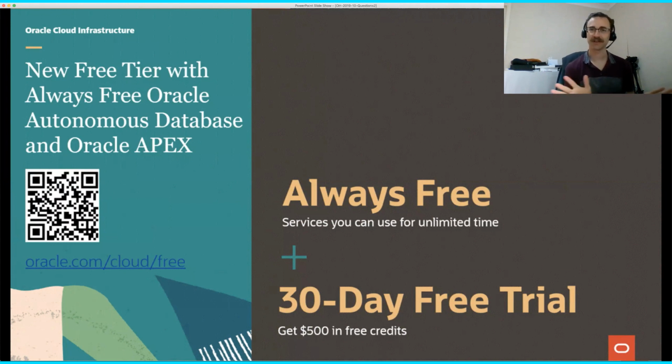Now, it doesn't include everything. When you first sign up, as you see here, it says always free plus 30-day free trial. There are some services which are not included in the always free tier. So your 30-day free trial includes credits to use those and then decide whether or not you want to keep using those as a paid service. So what is in the always free tier? If you can bring up the next slide, Stephen.